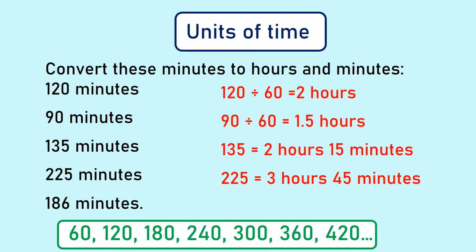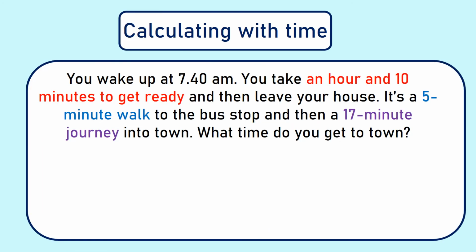Finally, 186 minutes. We know 3 hours is 180. We've got 6 more minutes, so 3 hours, 6 minutes. Finally, we'll look at a bit of a wordy problem. So you wake up at 7:40 a.m. You take an hour and 10 minutes to get ready, and then you leave your house. It's a 5-minute walk to the bus stop and then a 17-minute journey into town. What time do you get to town?